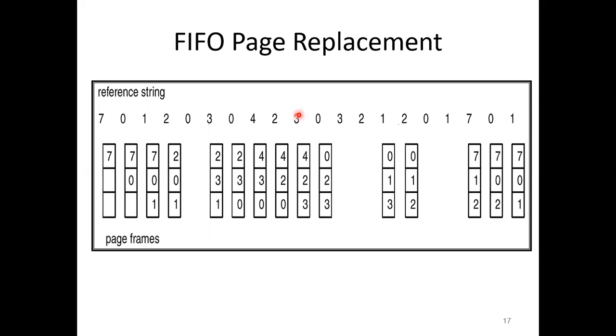Then what is the page fault rate? Page fault rate equals 15 upon 20. How many memory references? 20 memory references. How many page faults occur in the system? 15. So the page fault rate is 15 upon 20. In this way, we will find the page faults in the given system.